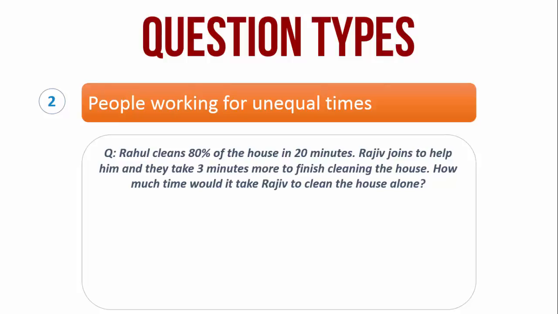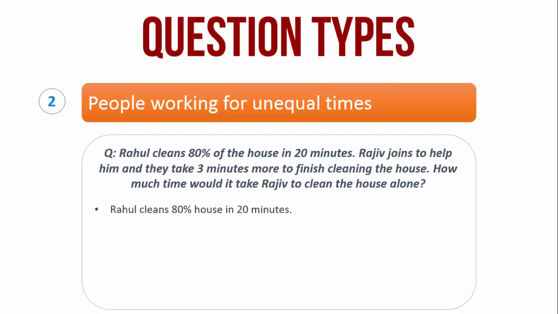Now just take a second and understand this problem. There is a house and Rahul is cleaning it. He finishes cleaning 80% of the house. That means 20% of the house is remaining. When only 20% of the house remains to be cleaned, Rajiv comes and starts helping him to clean the house. So they both together work for 20% of the house. Now we are given the time it takes for that 20% of the work, and we are asked to find how much time Rajiv will take alone.